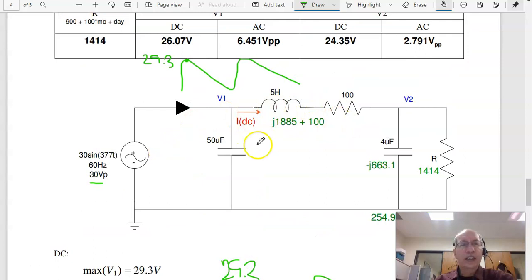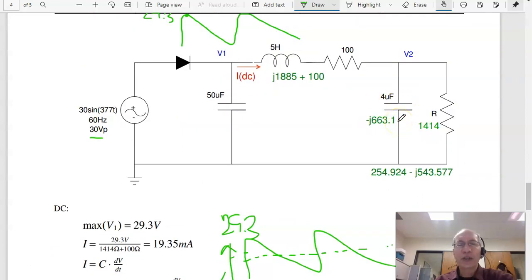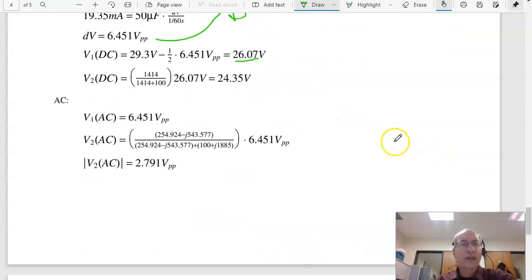For AC analysis, I know the ripple is 6.45 volts peak to peak. At 60 hertz, I can find the impedance of the inductor, j1885 ohms, and the impedance of the capacitor, minus j663 ohms. These two in parallel gives you 254 minus j543. Now voltage division, R1 over R1 plus R2 times Vn. Take the magnitude, that's the ripple at V2.